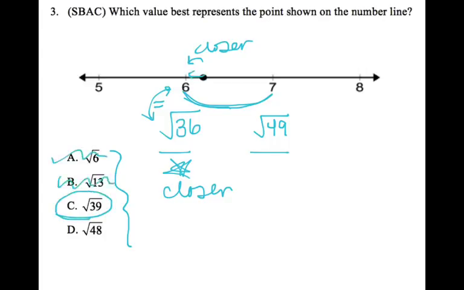A is obviously out, B is obviously out because it's not between 36 and 49. When you get down to C and D, that's where you need to decide, okay, well, this point is closer to 6, so I need the number closer to 36.